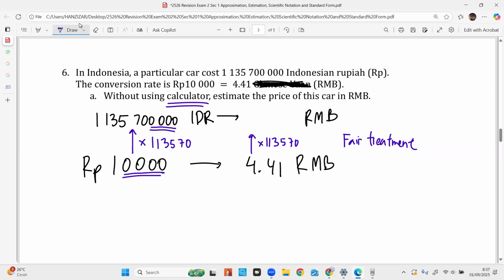How do you do that? Okay, do it slowly. 113,570, you can round off the number 4.41, 113 something something. I want to convert. See, I do this: 113,570. So you do the estimation.